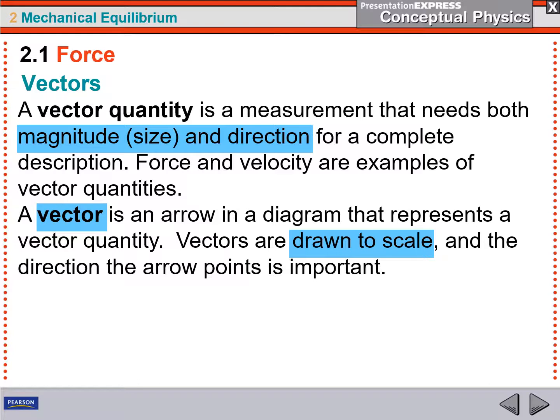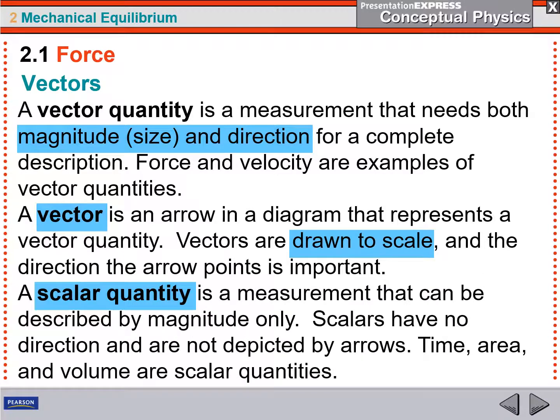I'll show you that in just a minute. Before we do, I want to contrast vector quantities with other types of measurements called scalar quantities. Scalars have no direction. They're not depicted by arrows. They're measurements that can be described by size or magnitude only. Things like area and volume are scalar quantities, and so is time.